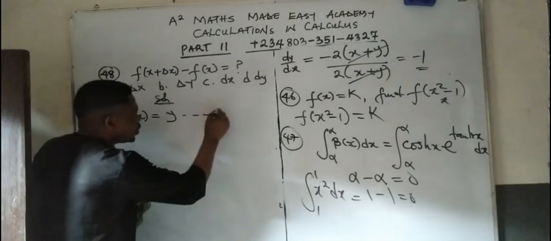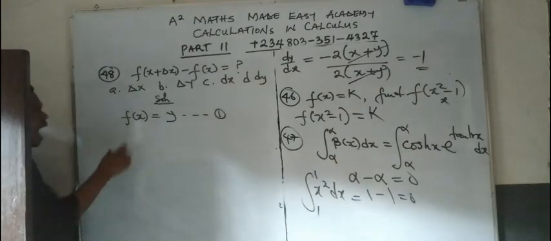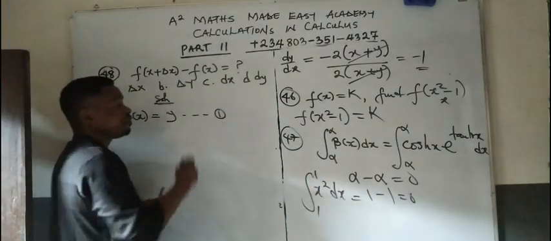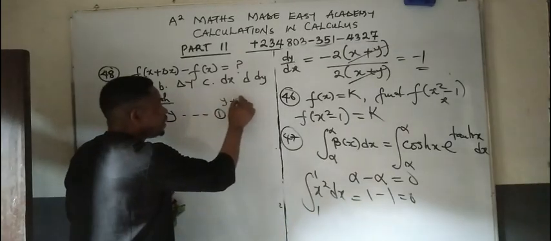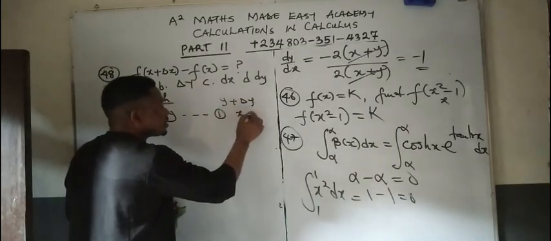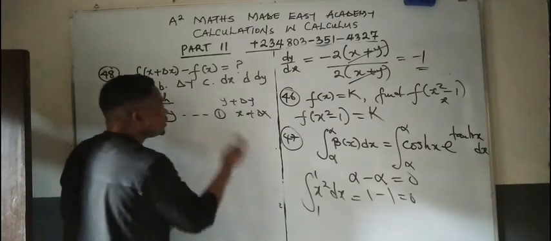Then call this equation 1. I want to use what we call differentiation by first principle. What is the law? Anywhere you see y, add big delta y. If you see x, add big delta x. That is for first principle.